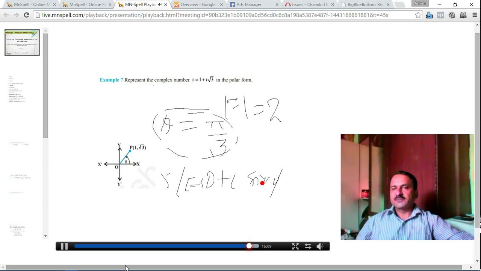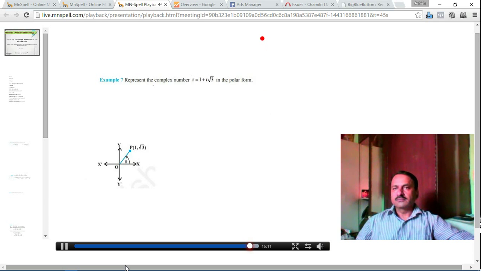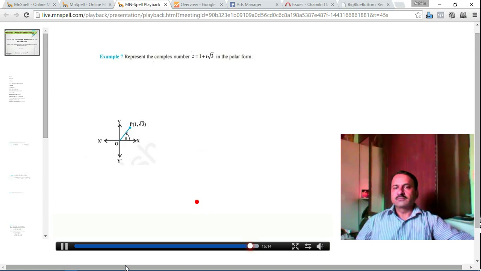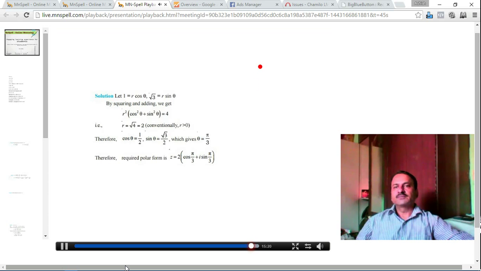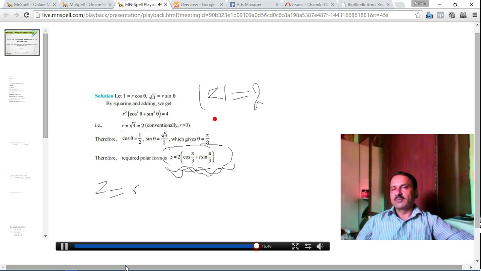Let me show you the answer. Now you can see it. Here you can see, mod z equal to 2. Earlier we have got it. And theta we have got pi by 3. So the way to write polar form is z equal to r, and in bracket we have to write cos theta plus i sin theta. This is the answer. This is the polar form.